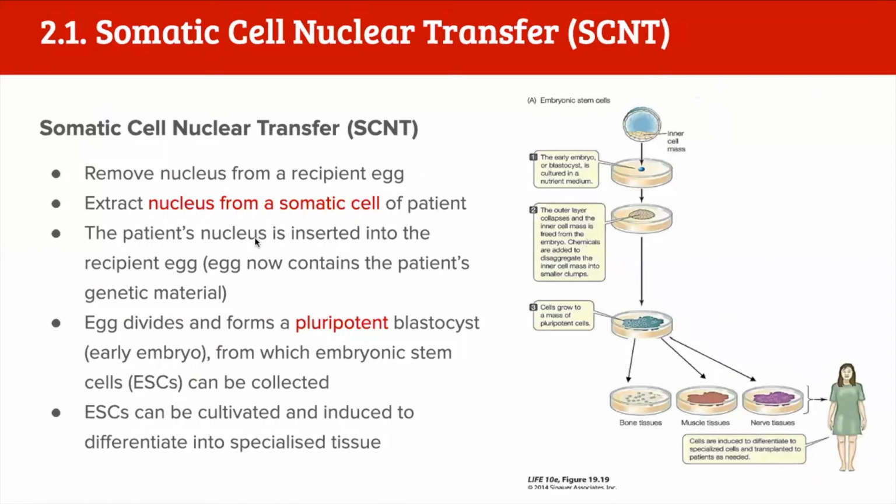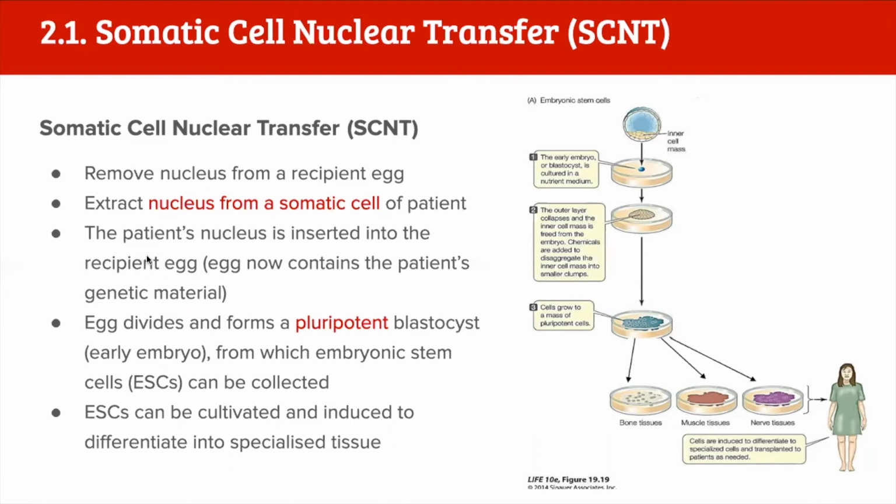And then you extract a nucleus from a somatic cell of the patient, okay? So this nucleus is now important. You need to remember that the egg doesn't come from the patient, okay? The egg comes from any other donor. The nucleus is what is important and needs to be patient specific, because you're trying to make specific tissue or cell types for this patient. You need a nucleus from their cell, and that's how you're going to create patient specific cell lines for them.